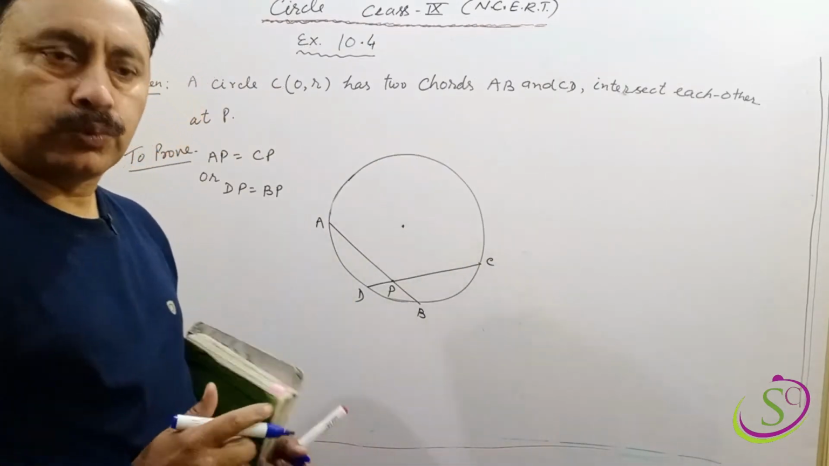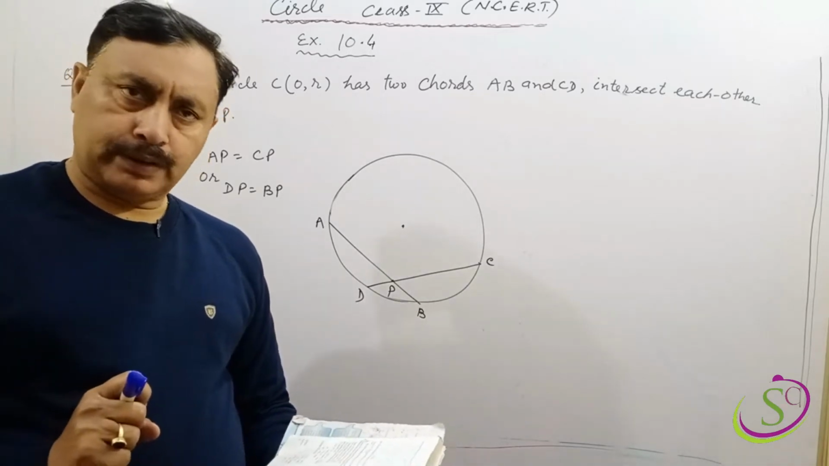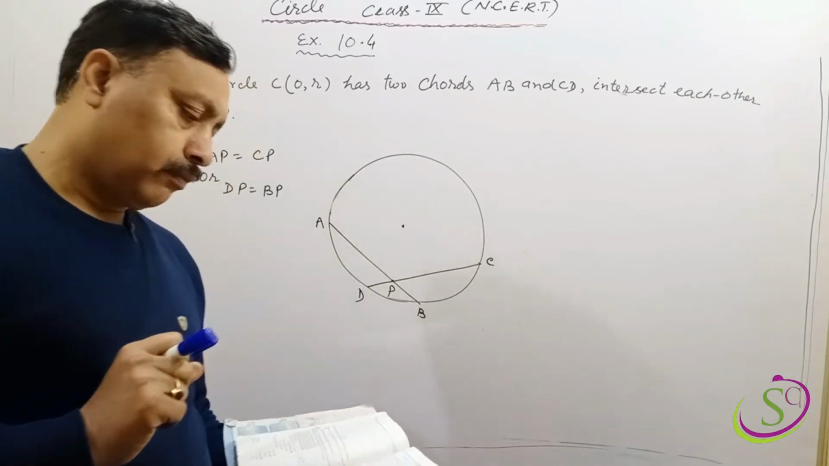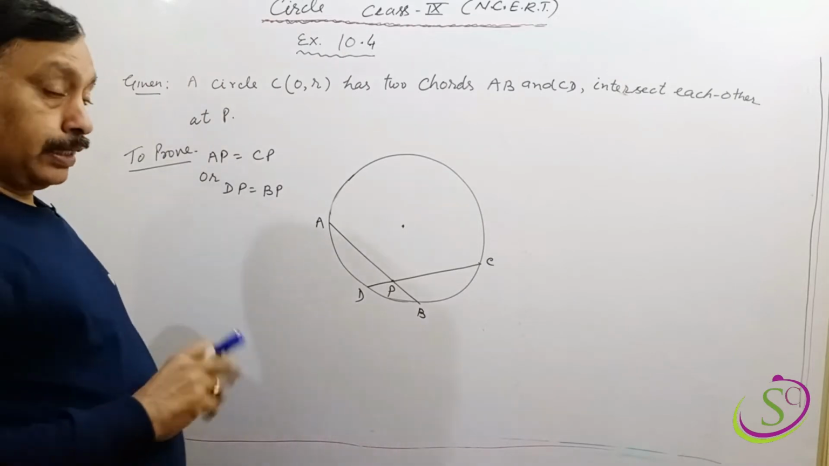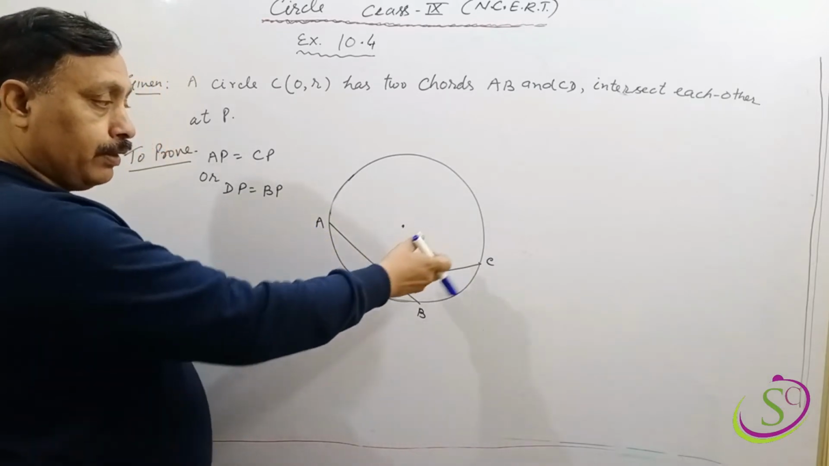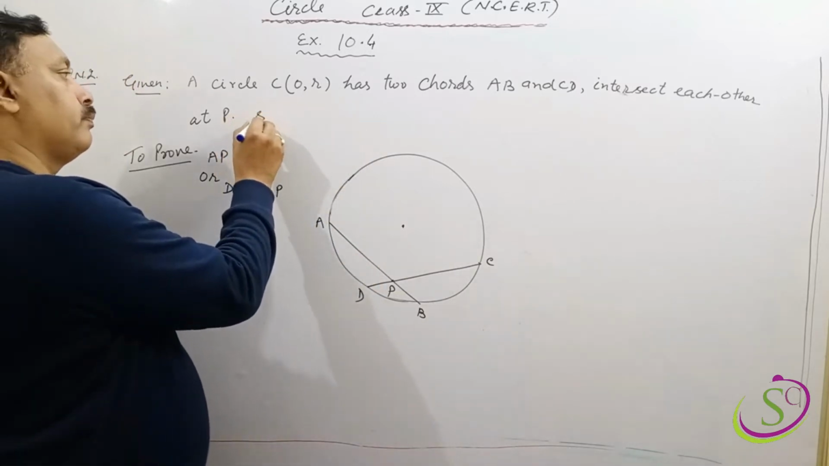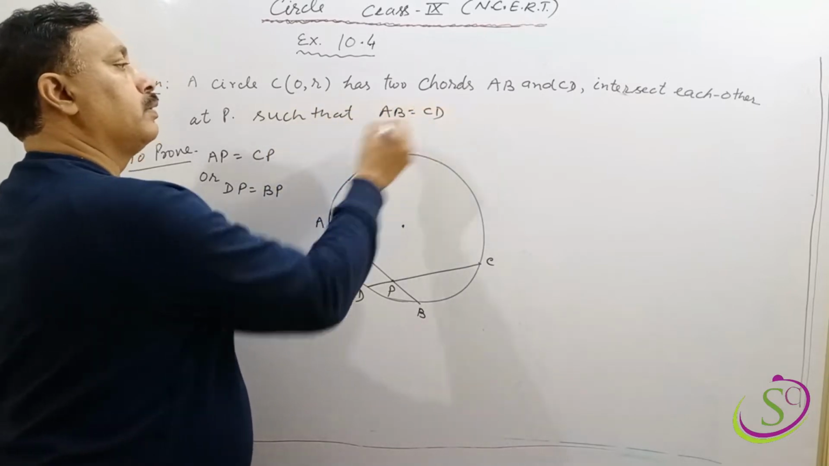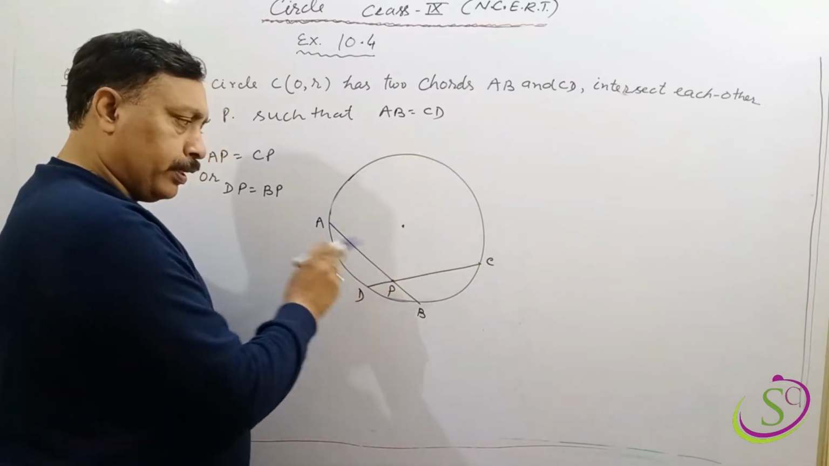Now question number 2. Question number 2 is saying that if two equal chords of a circle intersect within the circle, then show that the corresponding segments of the chords are equal. Here there are two chords, one is AB and one is CD. Both the chords are equal. Clear? Such that AB equal to CD. Clear? Both the chords are intersecting at point P.